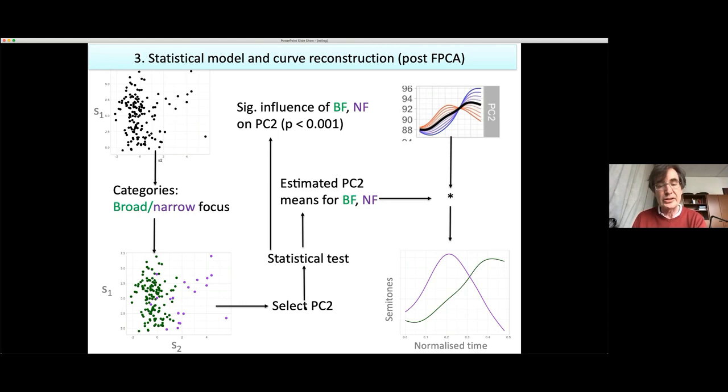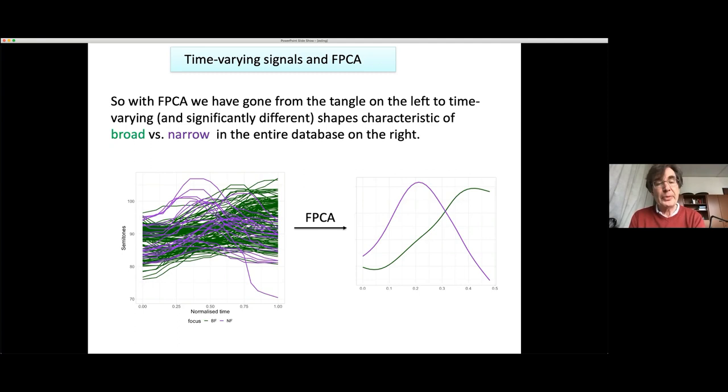We then run a statistical test, like a mixed model. This tells us whether these are significantly different, which they are, and then we can use the means from this test to reconstruct the average contours based on PC2 for broad and narrow focus. So with FPCA, we have gone from the tangle on the left to this on the right-hand side.